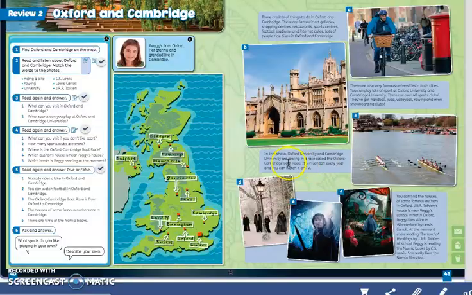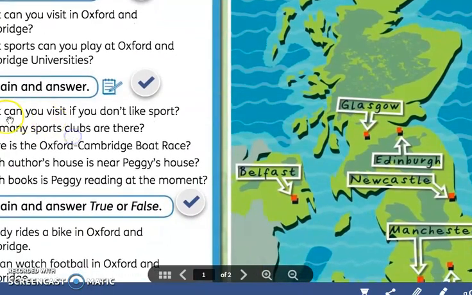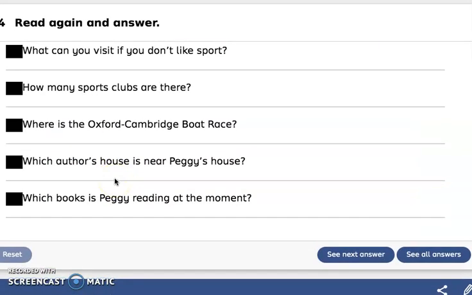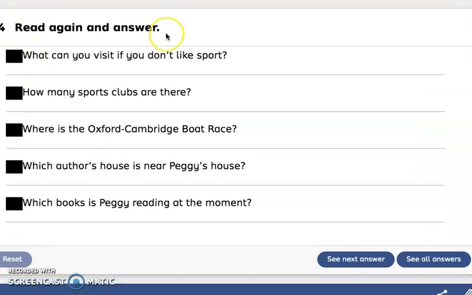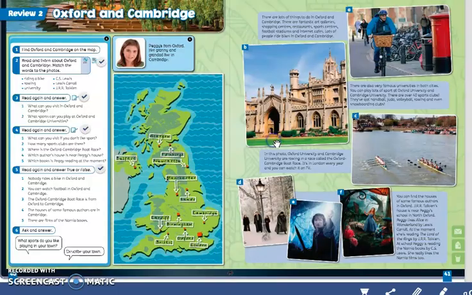That's about activity 3. Activity 4, you need to copy the questions. Copy the questions as well. And look for the information in the text. So, what can you visit if you don't like sport? How many sports clubs are there? Where is the Oxford-Cambridge boat race? Which author's house is near Peggy's house? And which books is Peggy reading at the moment? Where is the information? In the text as well. So if you need, you can read them again.